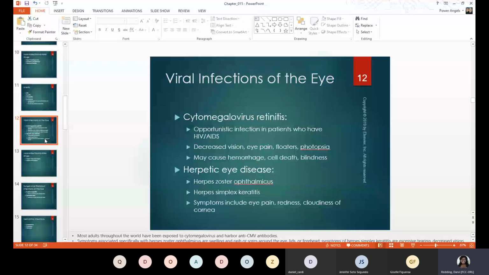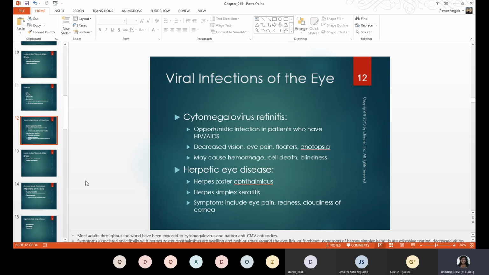You also have herpetic eye disease, and this is where the viral infection might be caused by the herpes zoster, which is a viral infection of the eye. A person can also have the herpes simplex keratitis, and some of the symptoms of this particular viral infection may include eye pain, some redness, or some cloudiness of the cornea.